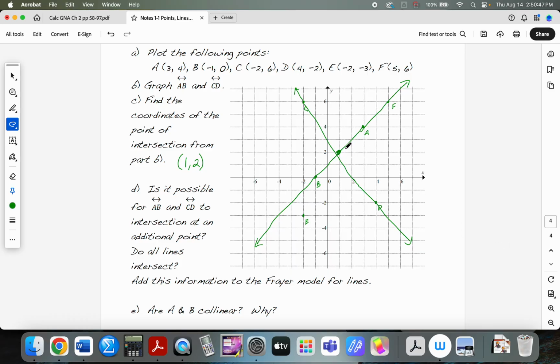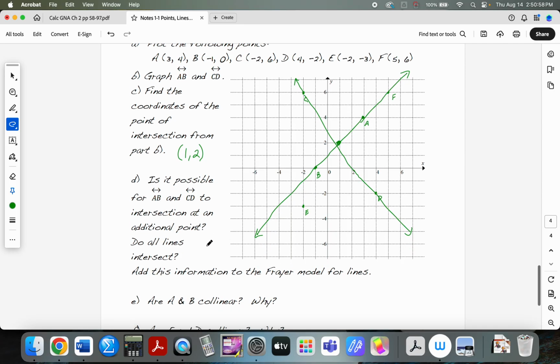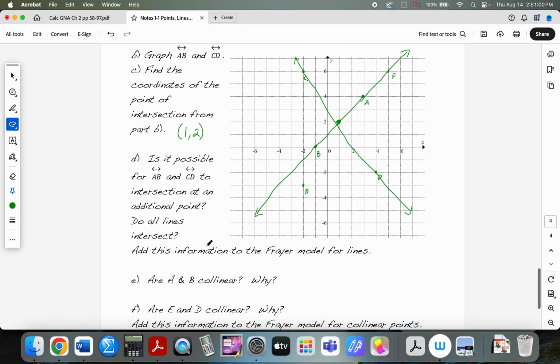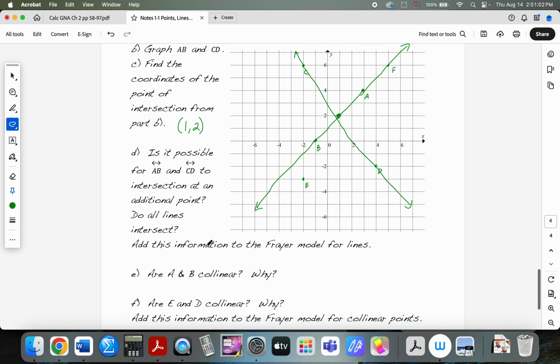My first one was pretty good. My second one I had to course correct because I got a little too low. So now I've got a question for you. Is it possible for line AB and line CD to intersect at an additional point other than 1, 2? No. Because if two lines intersect, they only intersect at one point.